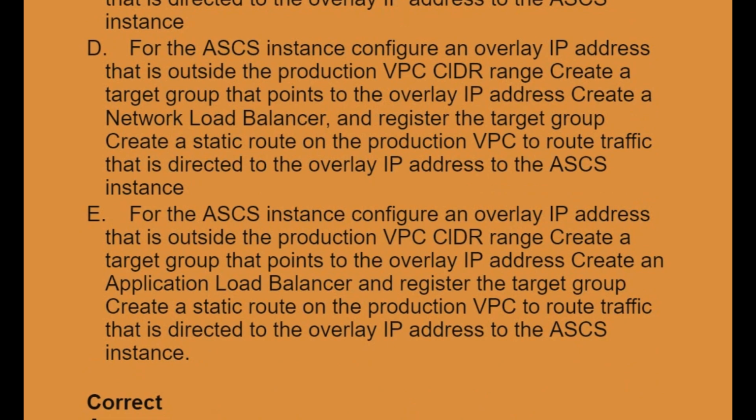Option E, for the ASCS instance, configure an overlay IP address that is outside the production VPC CIDR range. Create a target group that points to the overlay IP address. Create an application load balancer and register the target group. Create a static route on the production VPC to route traffic that is directed to the overlay IP address to the ASCS instance.